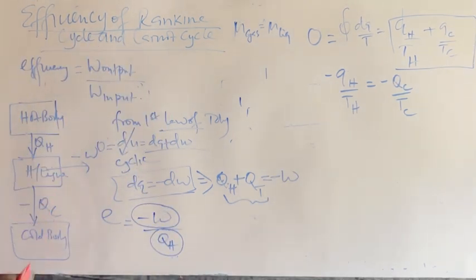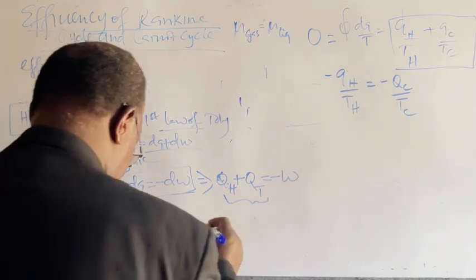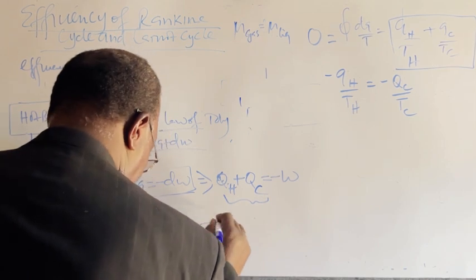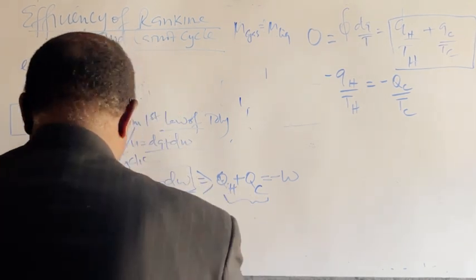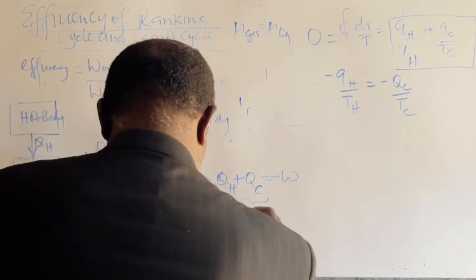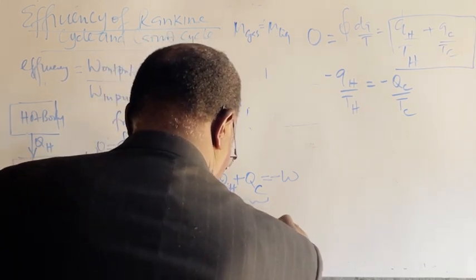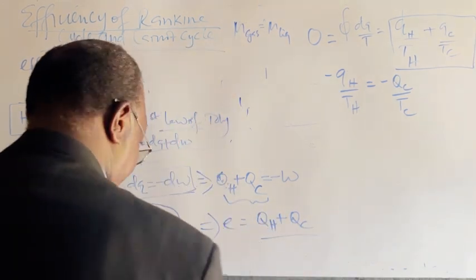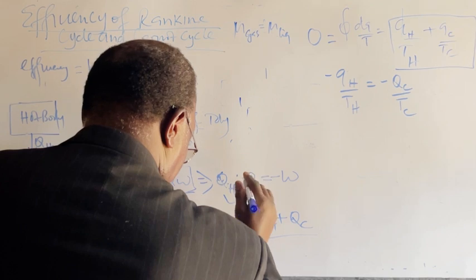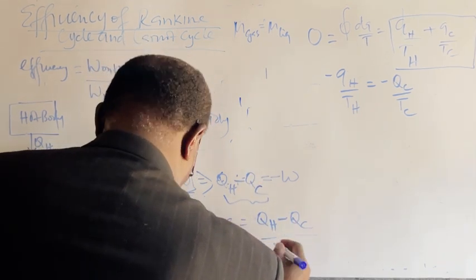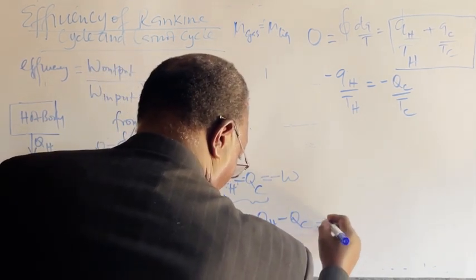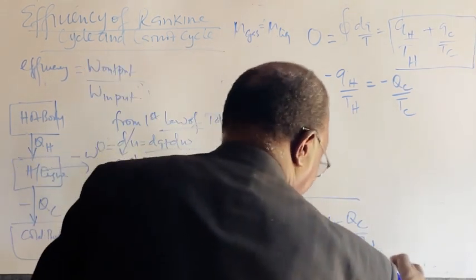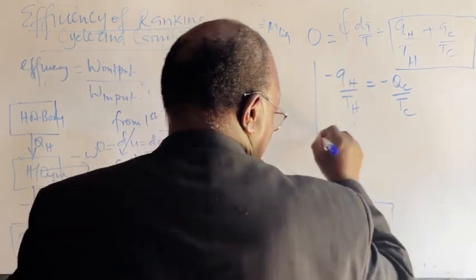So if we put in those quantities there, then the efficiency therefore will be QH plus QC, that is QH minus QC, over QH, which is 1 minus QC over QH. We need to have that in mind as we want to interface it with this quantity here.